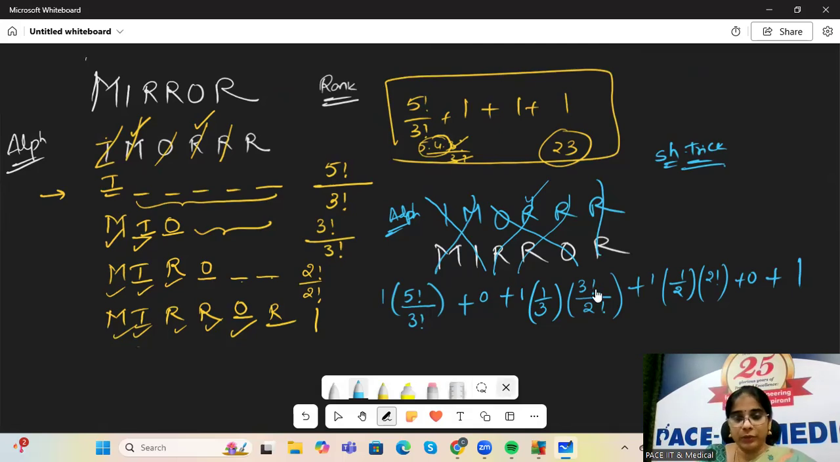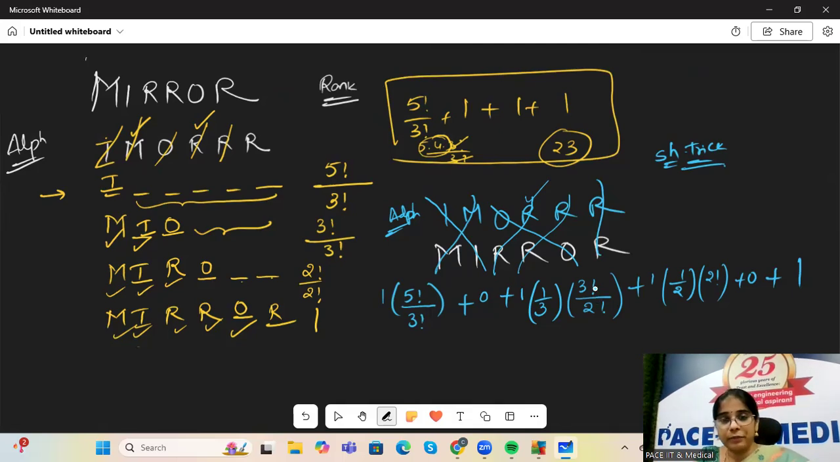Okay. Now observe, did we get the same answer or not? 5 factorial by 3 factorial. Yes, 5 factorial by 3 factorial plus. This is 0 anyhow. Now observe here 3 factorial by 3 into 2 factorial. 3 factorial by 3 into 2 factorial. 3 into 2 factorial is 3 factorial. 3 factorial by 3 factorial, that is 1.